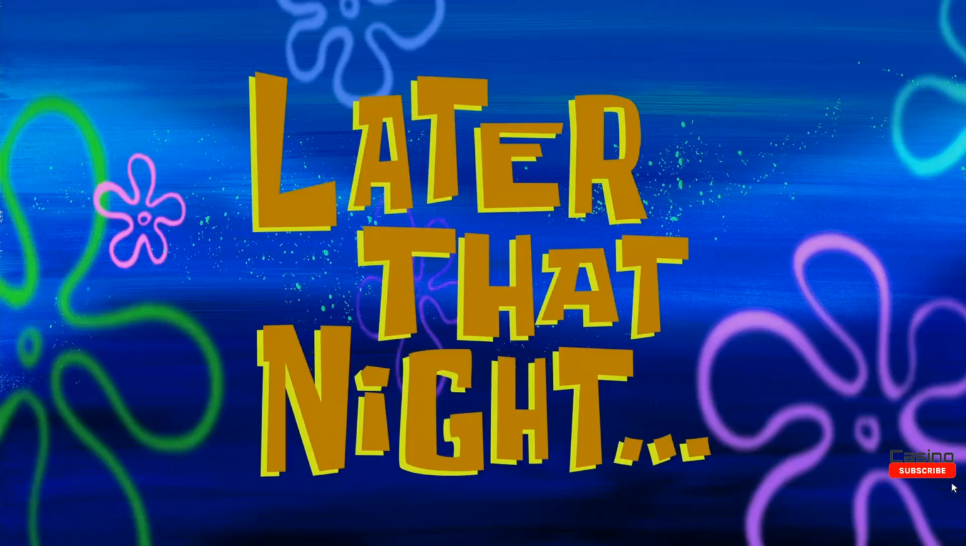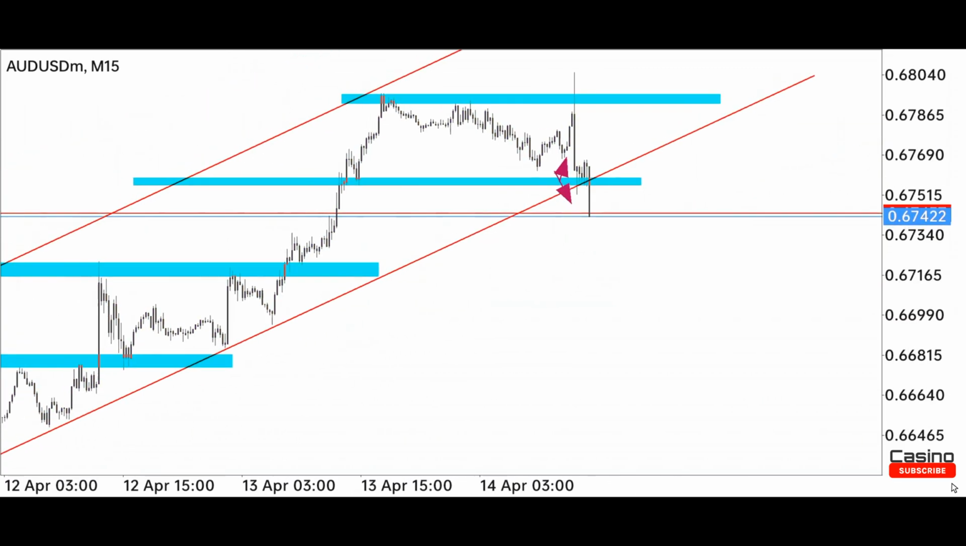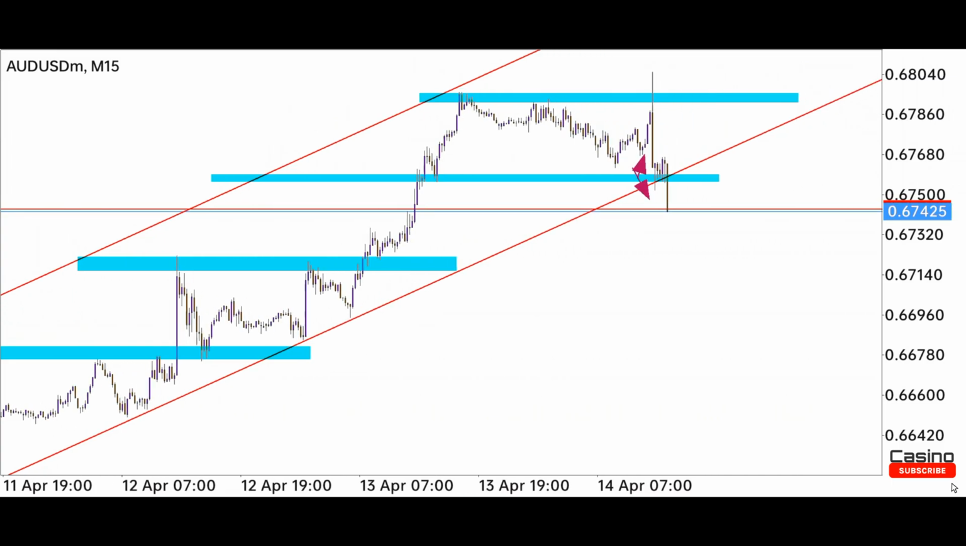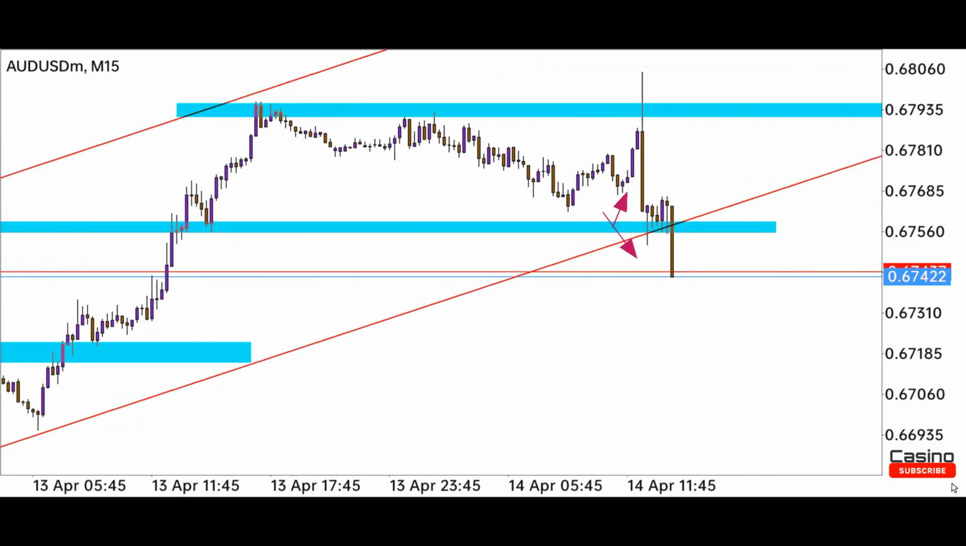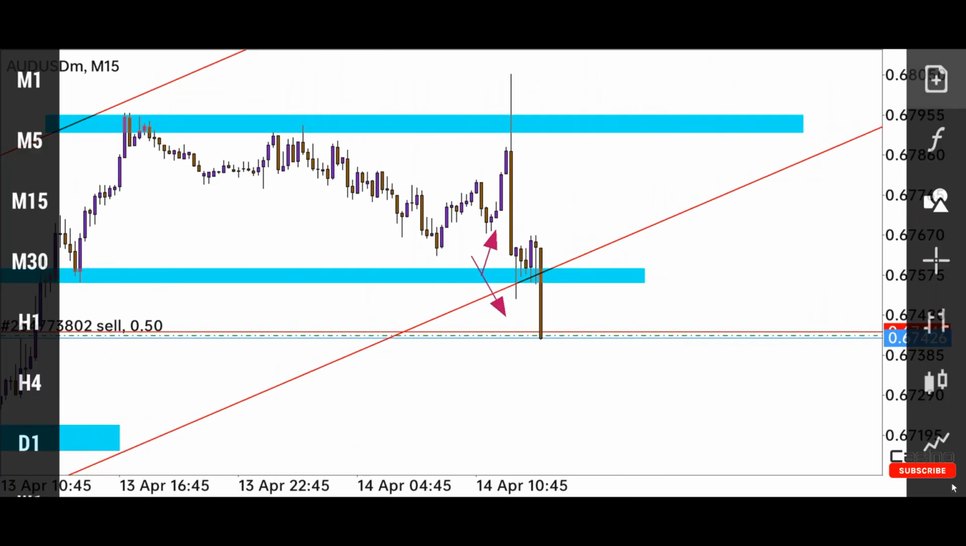Later that night. Guys, the market has given a trendline breakout pattern as we predicted. The market is changing its trend because the above resistance level is here. The opportunity of selling has been created. Let's place the trade. I am placing this trade at my own risk.